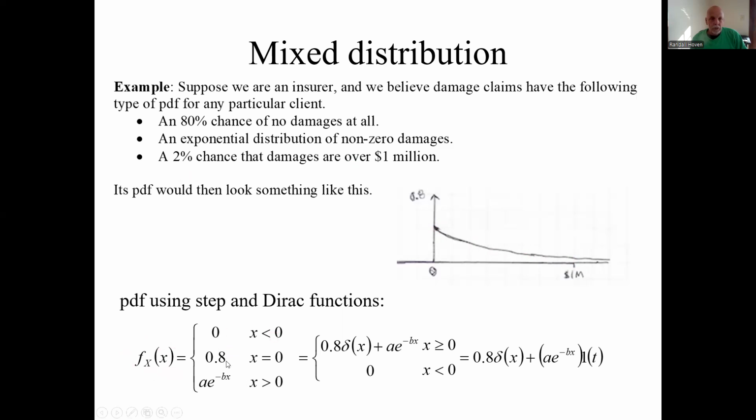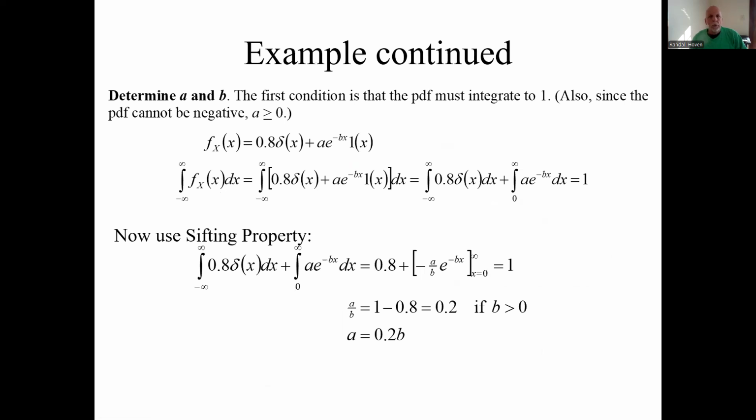0 for x less than 0, 0.8 for x exactly equal to 0, and this exponential decay for x greater than 0. We can write it in one line using the Dirac Delta Function and a unit step this way. So we've got to find the a and b. Well, one condition is that the PDF has to integrate to 1. So here's our PDF, integrated over the entire real line. It's got to integrate to 1.